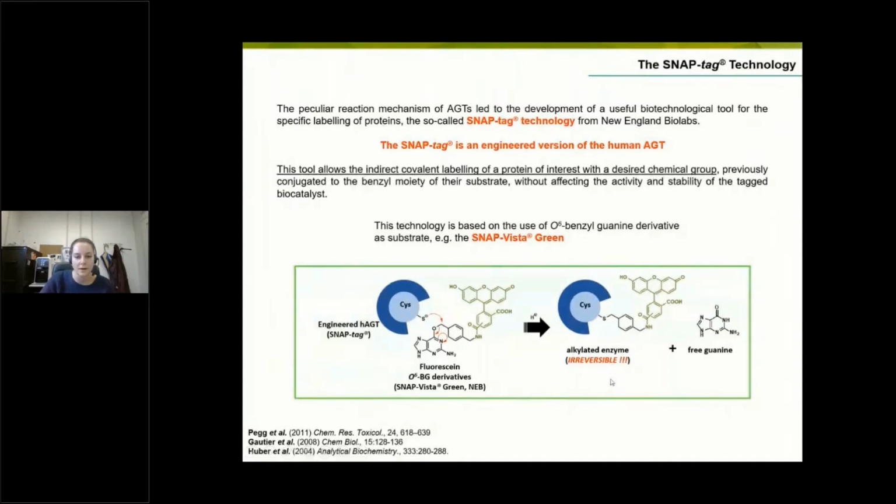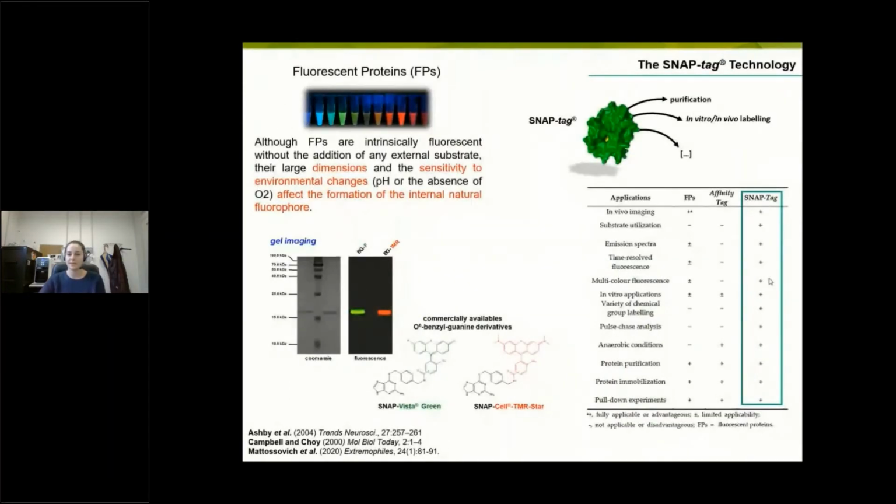And here in the figure are illustrated the reaction, which is basically the same I already mentioned, of the SnapTag, and fluorescent and commercially available substrates, the Snap Vista Green, which is a benzyl guanine in which, in the O6 position and conjugated to the benzyl ring, presents a fluorescent group. So the introduction of the self-labeling protein tag completely changed the scenario of fluorescence applications.